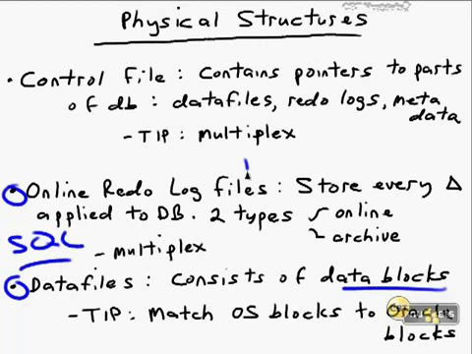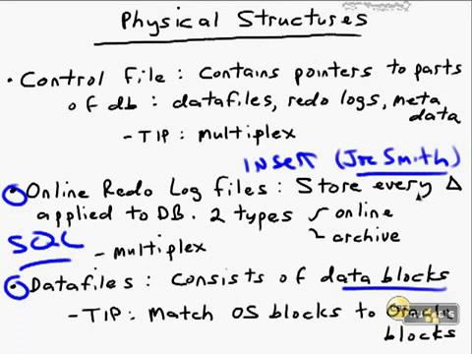Let's say we did an insert statement to add a new employee named Joe Smith to the database. Well, the actual data that's in that table upon insert is not what's stored in the online redo log file. By contrast, the actual insert statement that was used to put that new record in that database is what's stored. And there's two types of online redo logs. There's online and archive. We're going to talk more about that later.